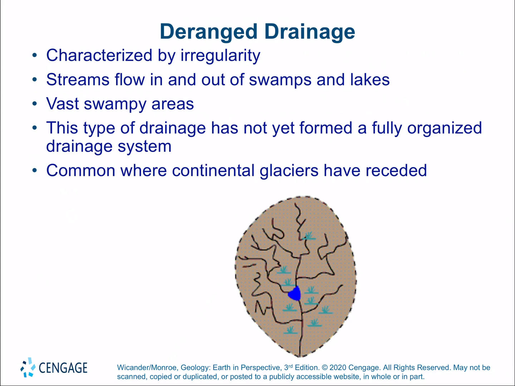And then finally we have what we call a deranged drainage pattern. That is one that's characterized by a very irregular pattern. You typically will see that when streams flow in and out of swamps or lakes. You have a large swampy area. So basically we believe this type of pattern is not a fully organized system. One place that you can see this type of system is where your glaciers have receded, your continental glaciers.